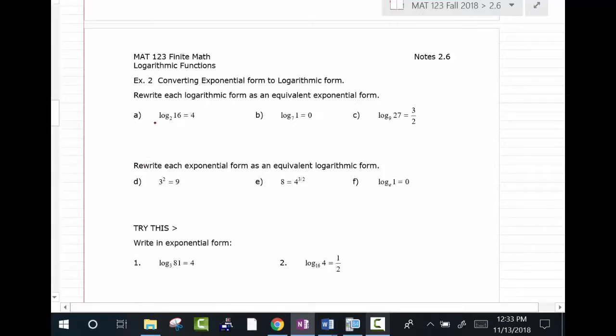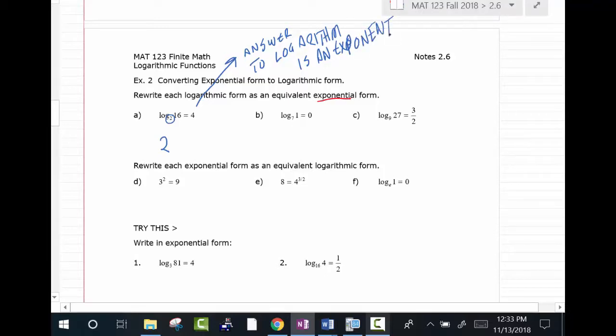What I want to start with are these logarithmic equations. What you're going to do is change them to exponential. Think of it this way. That's the base, so that becomes the base of the exponent. The other thing worth noting, and this is worth writing down, is that the answer to a logarithm is an exponent. Anytime you're working with a logarithm, you're finding an exponent.